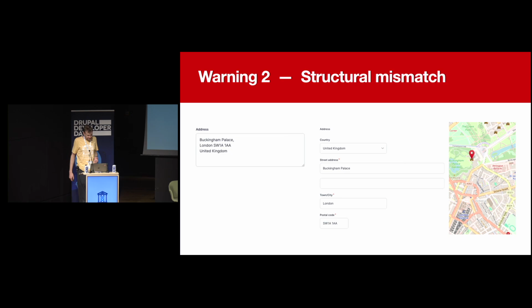The second warning is when you have a discrepancy between what you had on your old site and what you have on your new site. Now here we've got an address, and it's just text. Could be anything in there. But on the right, we need a map, so we need to split it out into fields. Now, if this comes up in your analysis, it's good, because you can say, well, actually, we don't have the data to support the map. Maybe it can be added later.